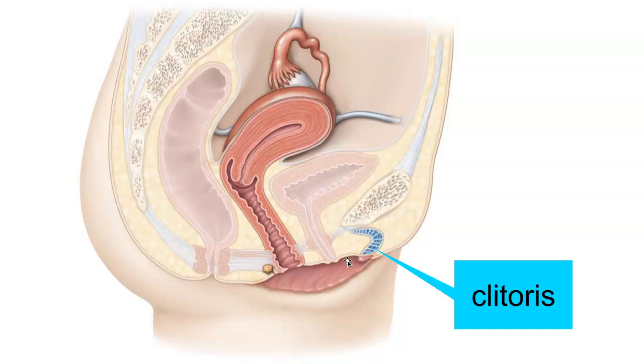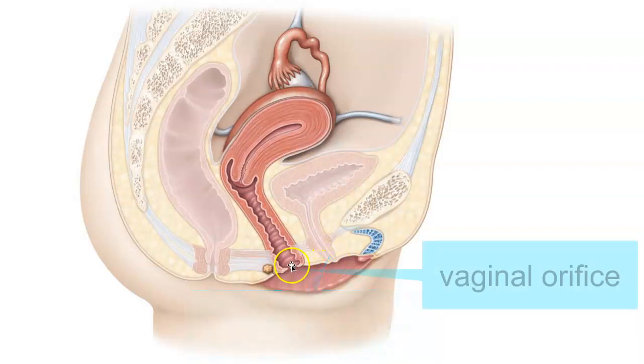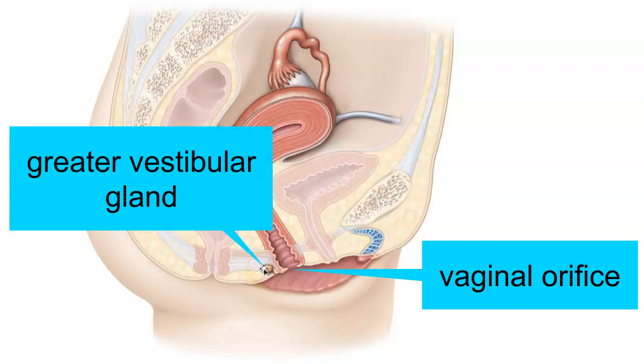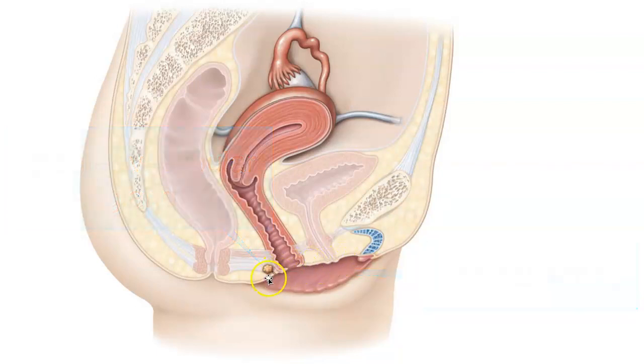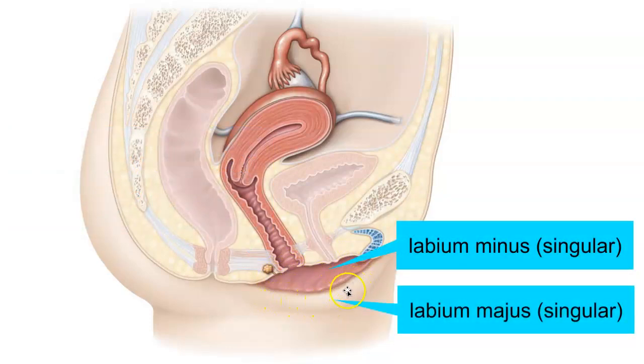Just posterior to the clitoris is the urethral opening, and in a female, here's the urinary bladder, the urethra. That is a separate system. It's not shared with the reproductive system like we saw in the male. Vaginal opening, we looked at that. And on either side of the vaginal opening, right and left, there are a small pair of glands called the greater vestibular glands that secrete mucus into this area. This region is enclosed by two folds of skin, labia minora and labia majora.